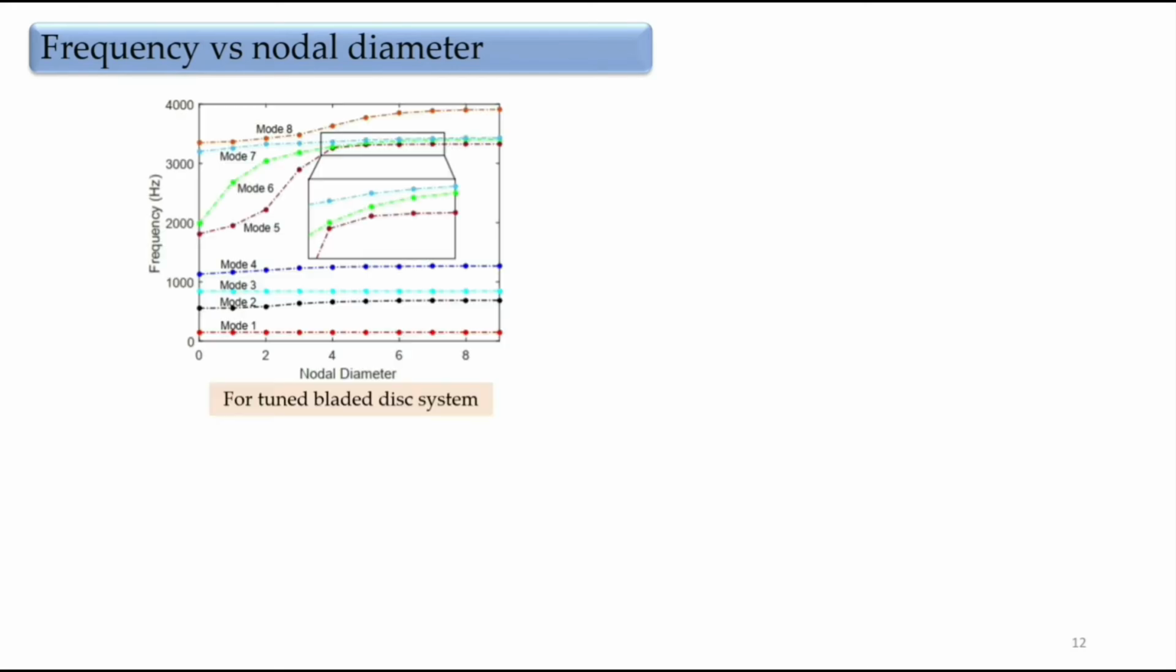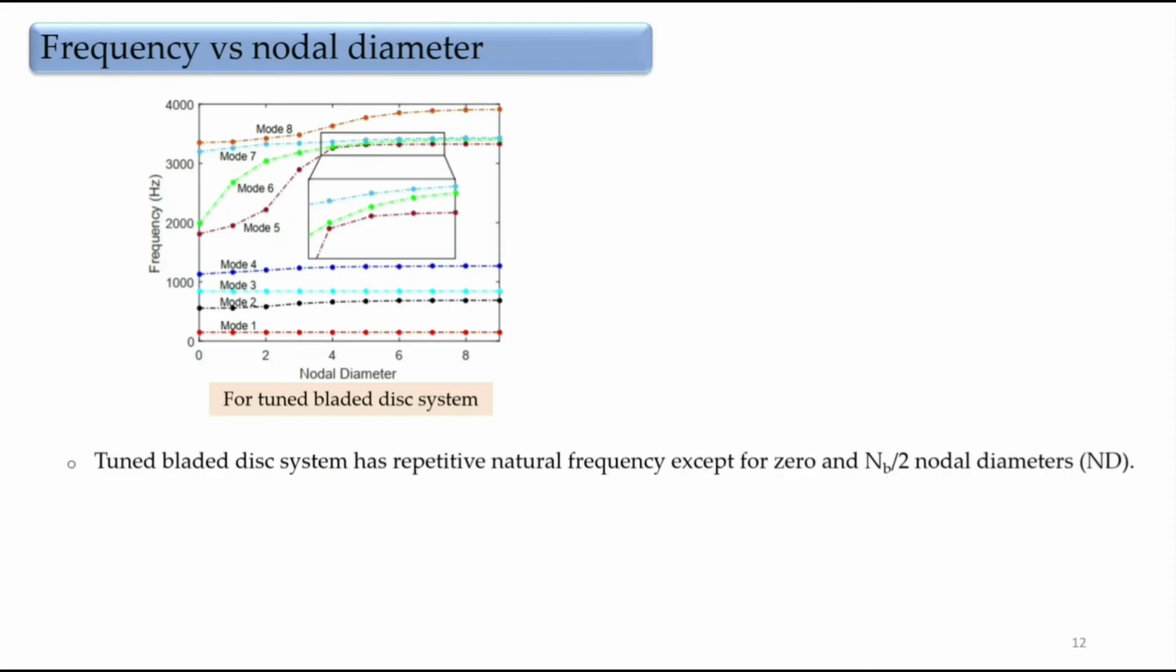Next, in this figure, the variation of frequency with respect to nodal diameter for the tuned bladed disk system is shown. A tuned bladed disk system has repetitive natural frequencies with orthogonal modes, except for the 0th and NV by 2 nodal diameter, where NV is the number of blades. Here the dotted line shows different mode families. It can be observed here that with the increase in nodal diameter, mode families may come close to each other, but they do not intersect. This phenomenon is known as mode veering.